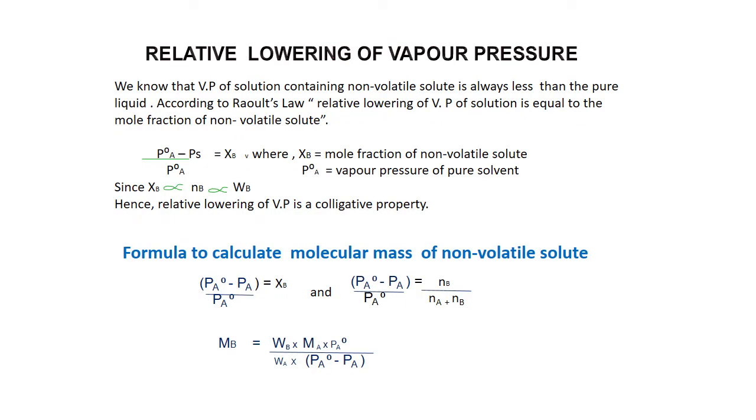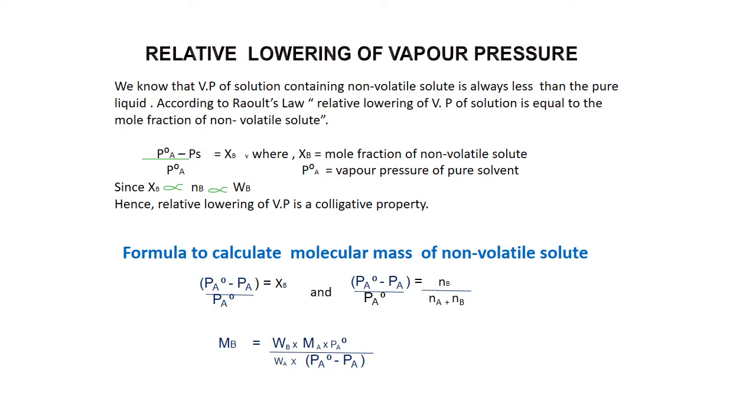Relative lowering of vapor pressure: as we have already studied, relative lowering in vapor pressure is equal to the mole fraction of the solute, and relative lowering is indicated by the ratio of decrease in vapor pressure on adding solute to the vapor pressure in pure state, and Xb is the mole fraction of the non-volatile solute. It is known as a colligative property because it is directly proportional to mole fraction, meaning the ratio of the number of particles.